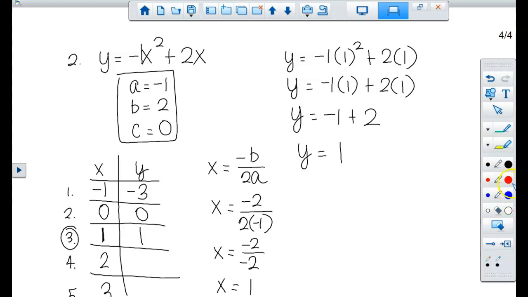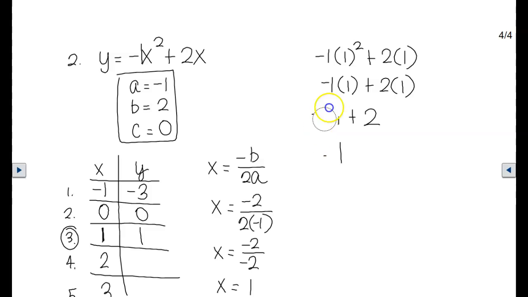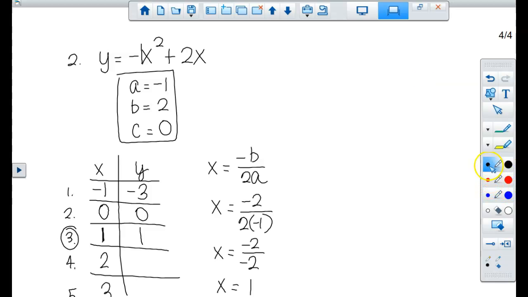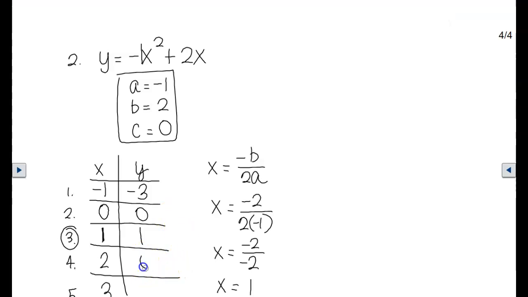Now, what we should be able to do here now that we've figured out those first 3 points is we should be able just to repeat our y values on these other two. So the 0 should go here, and then the negative 3 should go down here. But just to be on the safe side, I'm going to show you that that will work.